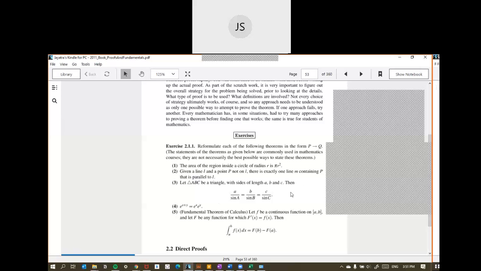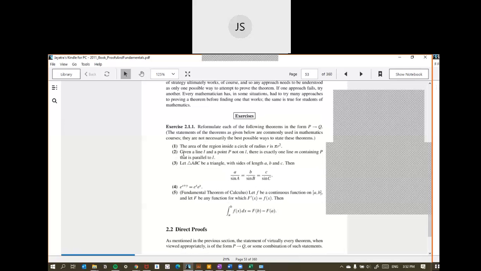Does anyone have an answer for this one? If r is the radius of a circle, then the area of the circle is pi r squared. Yes, that is correct. So we understood what we were assuming here, and from there we went to our conclusion. So if we wrote it in the form if P then Q, the way to prove this would be we assume the given statements, and then we go to our conclusion.